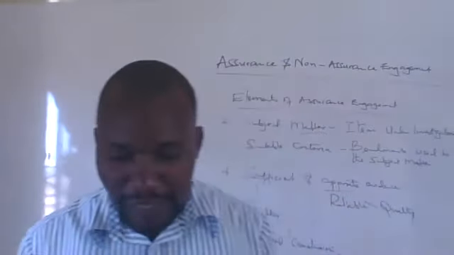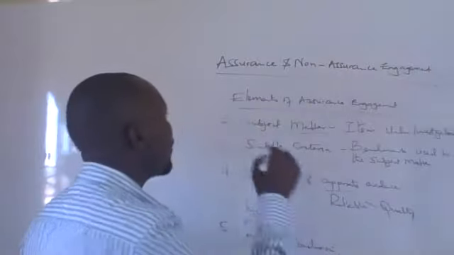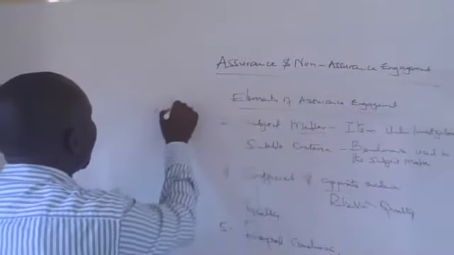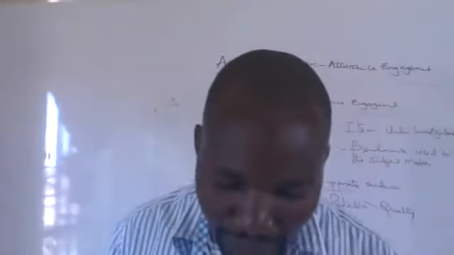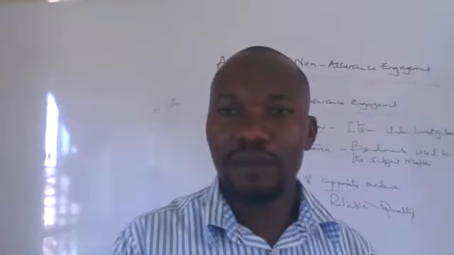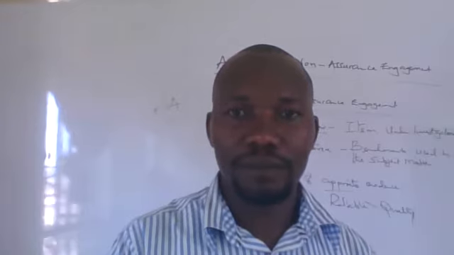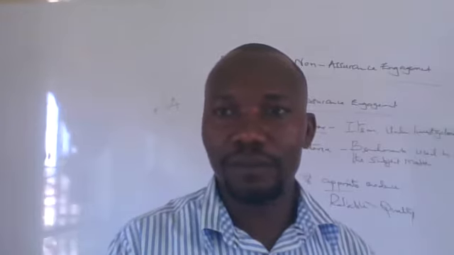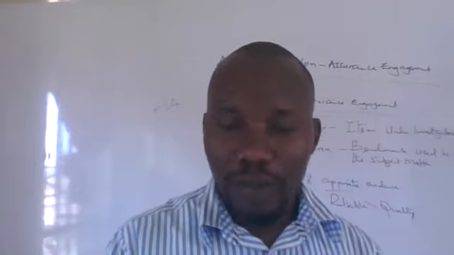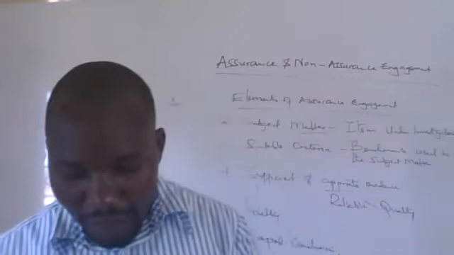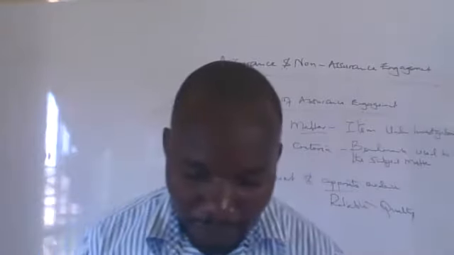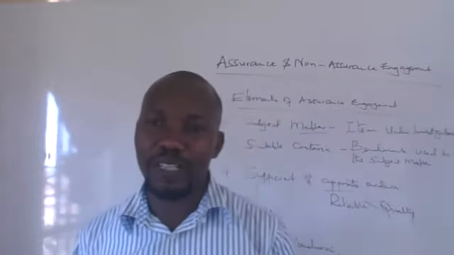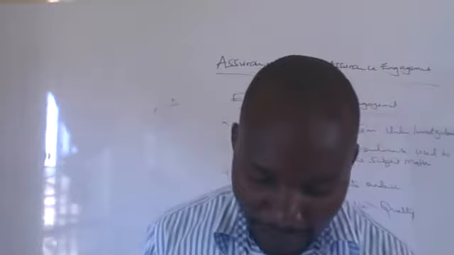Okay, so in the exam of May 2018, that is under AA, intermediate level, you can write down May 2018. They were asking, that is under AA, May 2018, question 4C. They were asking, distinguish between assurance and non-assurance engagement. Now you can know the differences.